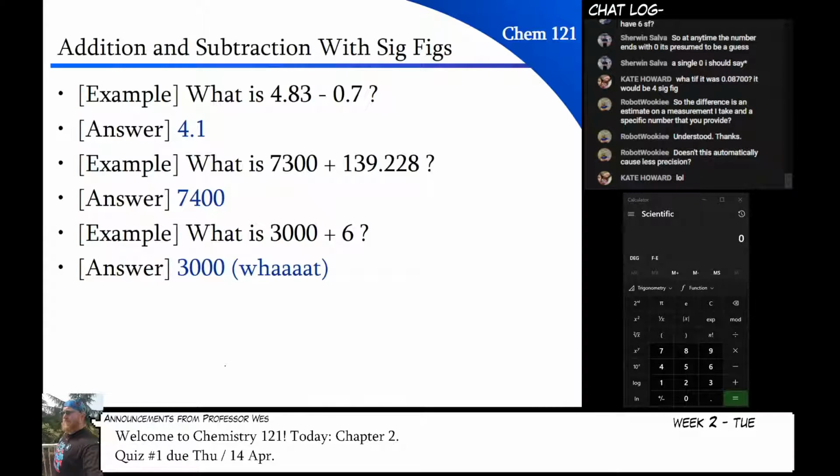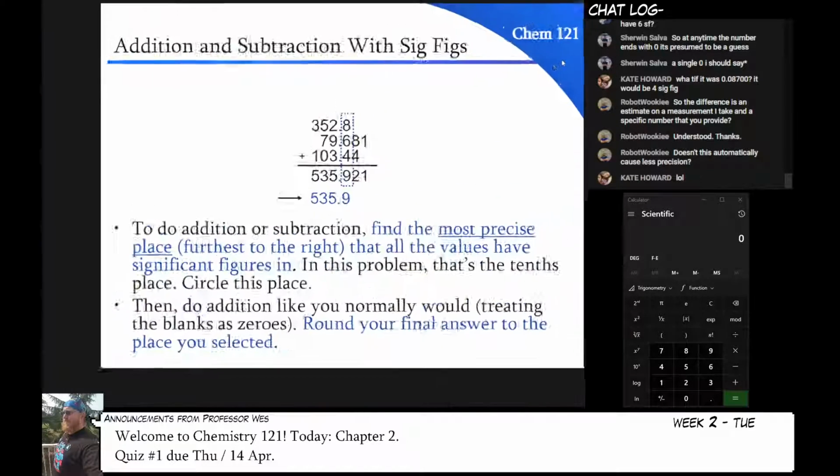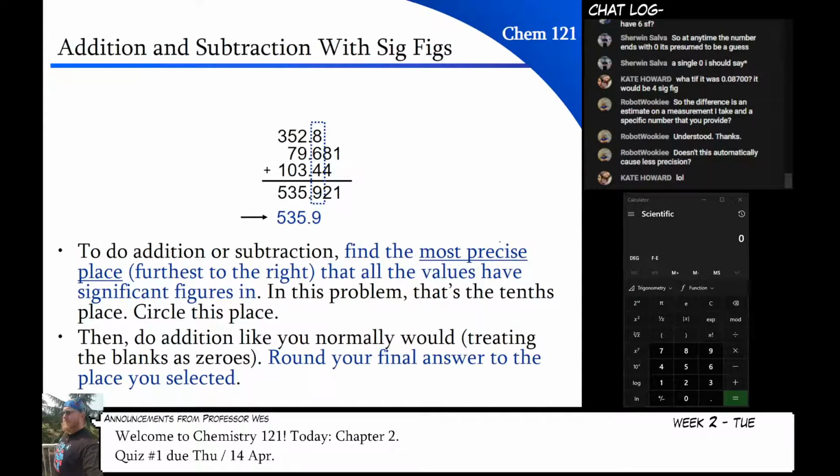That's addition and subtraction. So remember the rules for addition and subtraction. We'll put them back on the screen really quickly here. Look for the first place coming from the right that does not have any question marks in it. And that's where you're going to round. Addition and subtraction care about places.